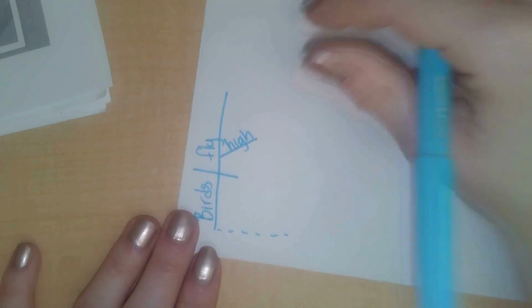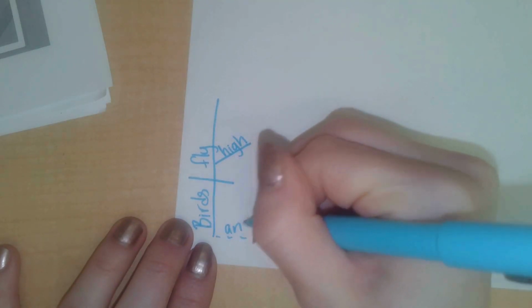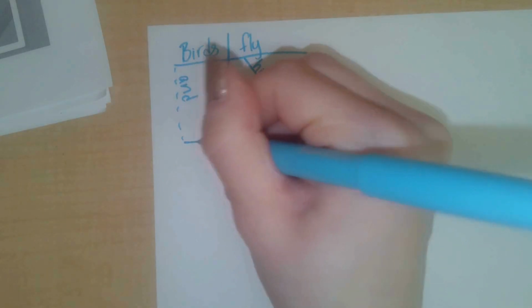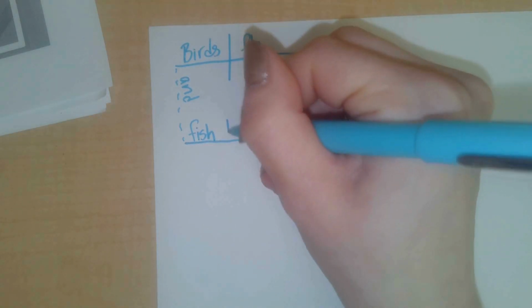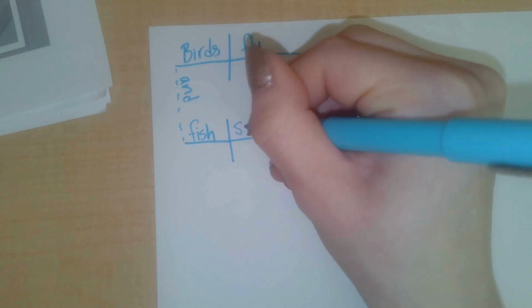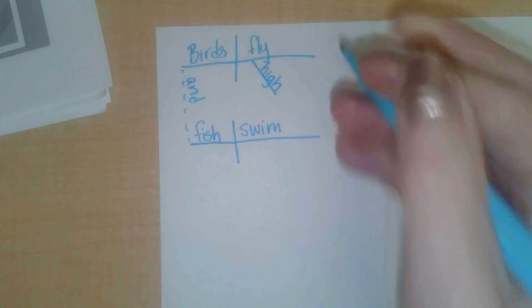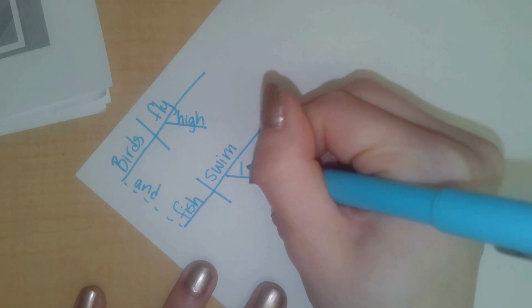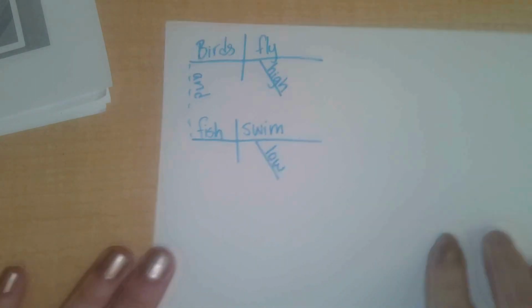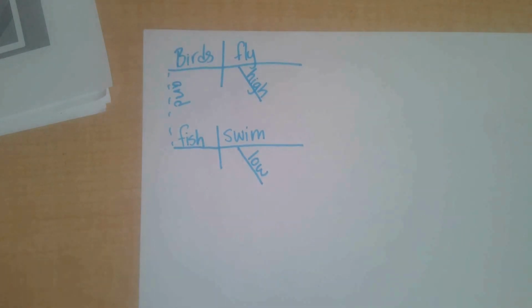Let me do our conjunction line. And then we do our second horizontal line. Fish is our second subject. Fish swim low. Then we have our verb. Second verb is swim. And then our preposition, where it swims low. And that's the answer for that practice.